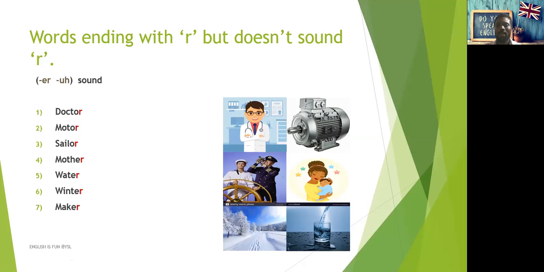Okay, the next one, winter, summer. Okay, summer, all right. Those are actually seasons of the year, right? Winter, okay. So you're not gonna say winter. No, the R is not to be pronounced, it's silent. Winter, water. I want more water, okay. American English, water. British English, water. Okay, all right.